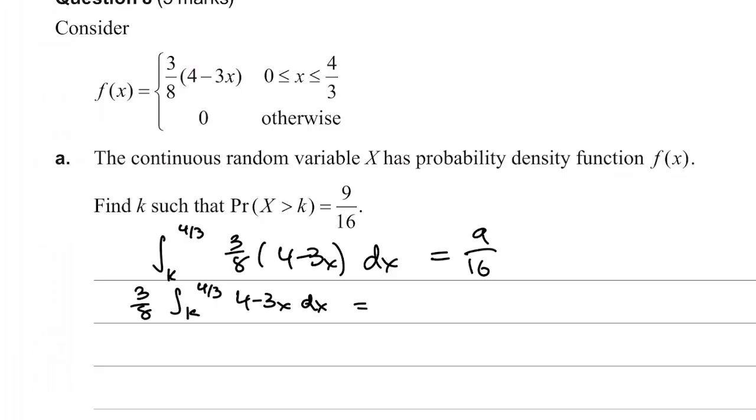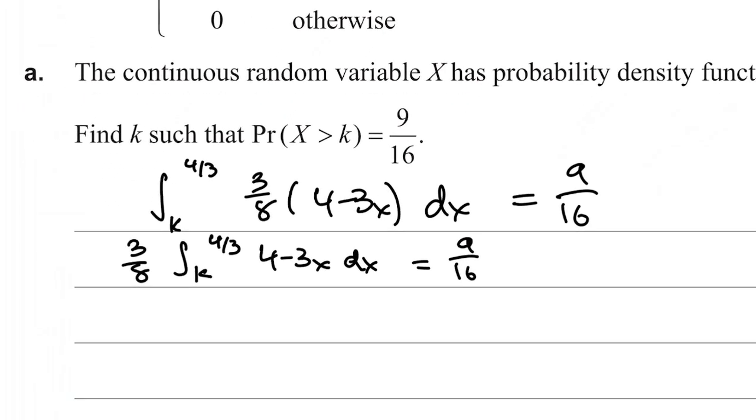The reason is I can use this to cancel with the 9 on 16. So I can divide both sides by 3. So I'm going to have 1 on... I can divide by 3 on 8, really. So I'm just going to have 4 on 3 to k, 4 minus 3x with respect to x. And then from there, my 9 turns into a 3, my 16 will turn into a 2.